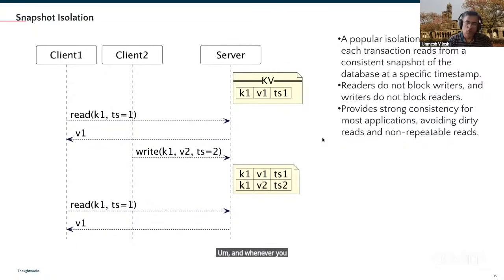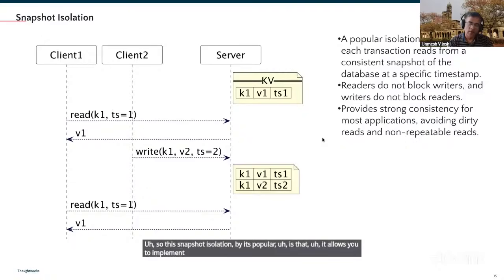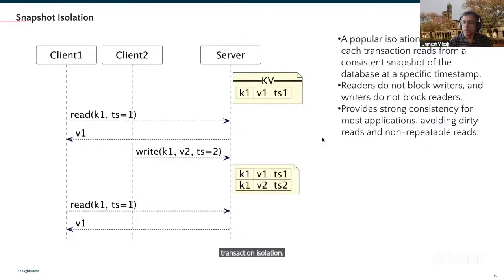And whenever you need to hold locks, you can imagine that your overall throughput goes down and latencies go up, because if there are a lot of concurrent transactions touching the same data nodes or the same keys, only one will proceed and others won't be able to proceed, right? So this snapshot isolation, why it's popular, is that it allows you to implement transaction isolation without taking any read locks.